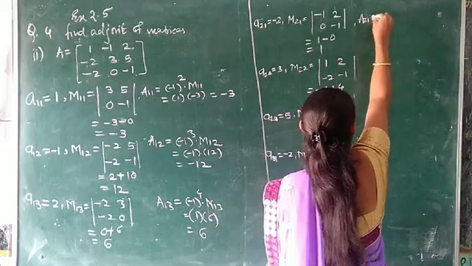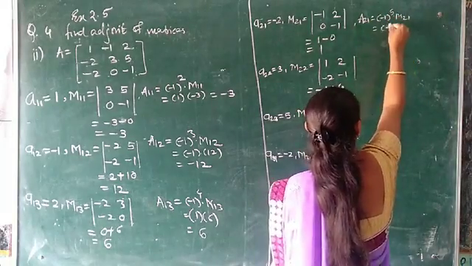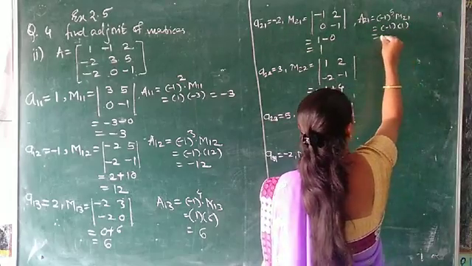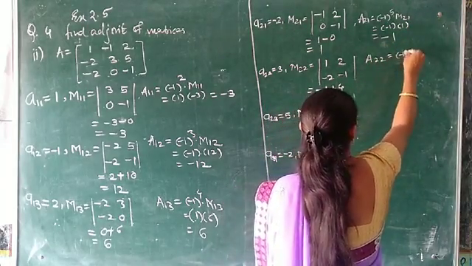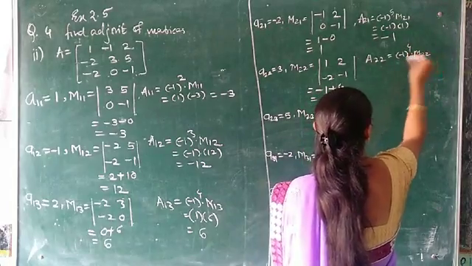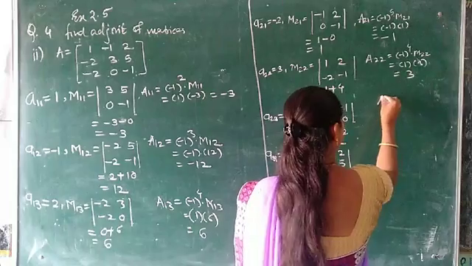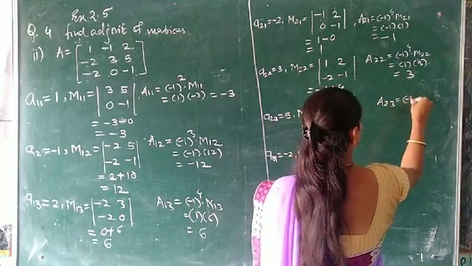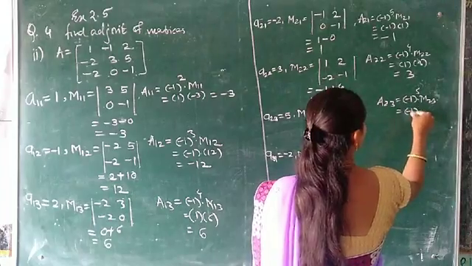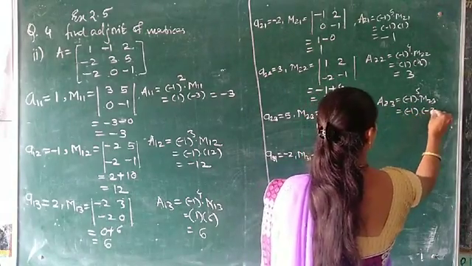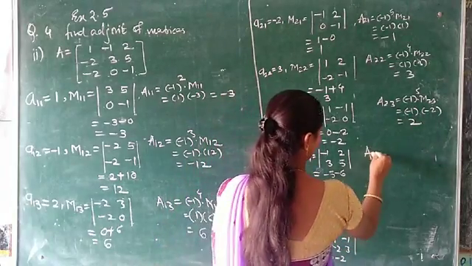Now, A21 is equal to minus 1 raised to 5 into M21. It is minus 5 and 1, therefore minus 1. A22 is minus 1 raised to 4 into M22, which is 1 into 3, that is 3. A23 is minus 1 raised to 5 into M23. Minus 1 raised to 5 is minus 1, and M23 is minus 2, so minus minus is plus 2.